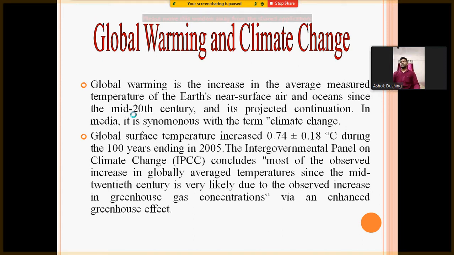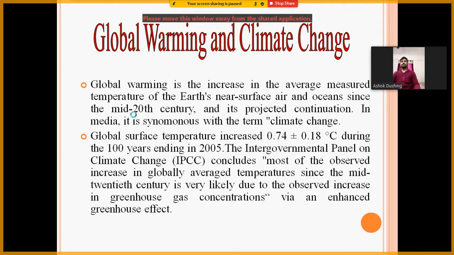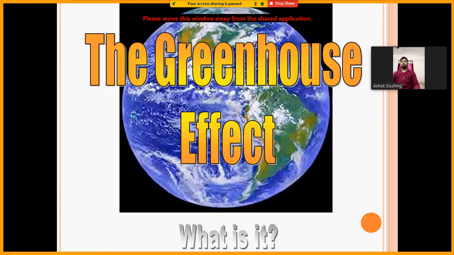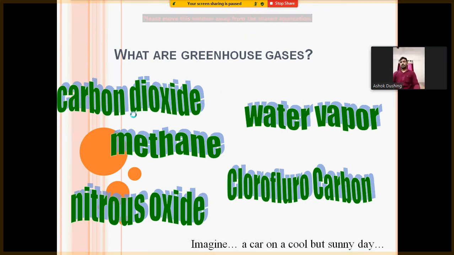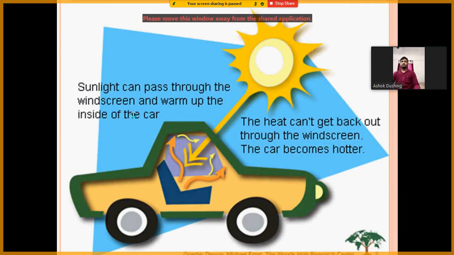The Intergovernmental Panel on Climate Change, IPCC, concludes most of the observed increase in globally averaged temperature since the mid 20th century is very likely due to the observed increase in greenhouse gas concentration via an enhanced greenhouse effect. So, what is the greenhouse effect? What are greenhouse gases? Carbon dioxide, water vapor, methane, chlorofluorocarbon, nitrous oxide, ozone. These are the greenhouse gases. So, how does it work? It works like the effect shown in this image.